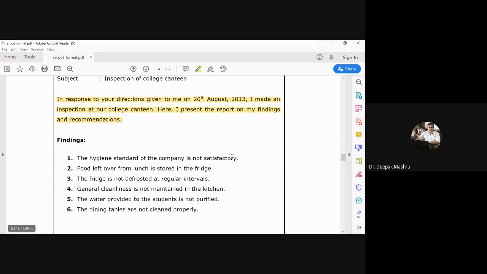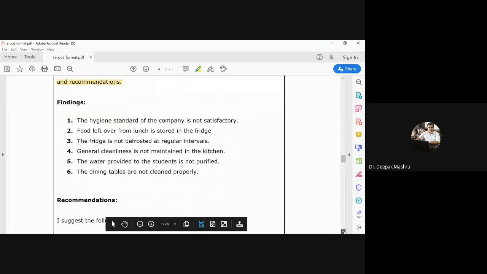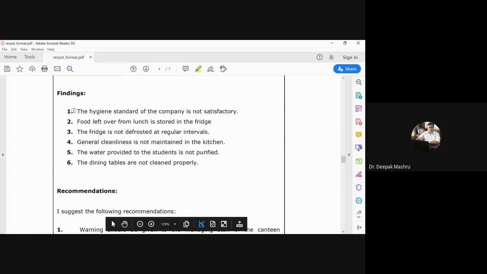Okay. So here there is nothing like paragraphs and all. You will write simply in plain language. Findings: number one, the hygiene standards of the company's canteen are not satisfactory. Food left over from lunch is stored in the fridge. The fridge is not defrosted at regular intervals. General cleanliness is not maintained in the kitchen. The water provided to the students is not purified. The dining tables are not cleaned properly.